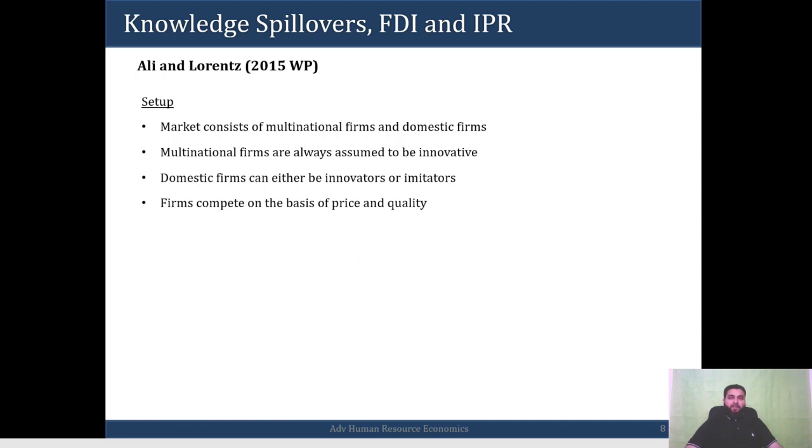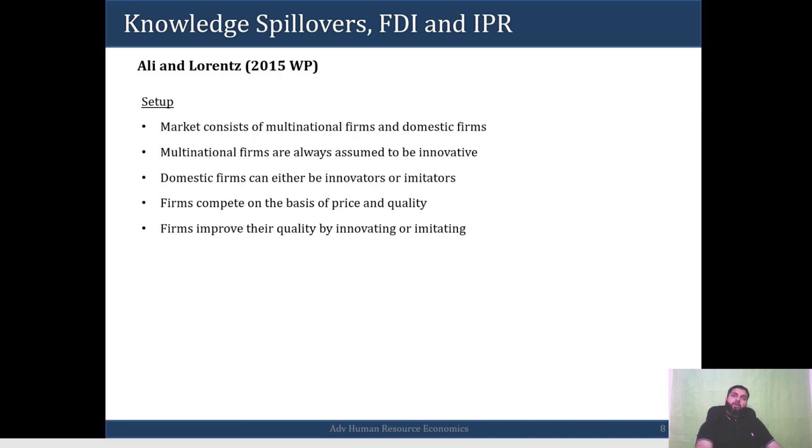But that market share is determined by price and quality. So lower price and better quality. Okay. Firms improve the quality of their products by innovating or imitating.